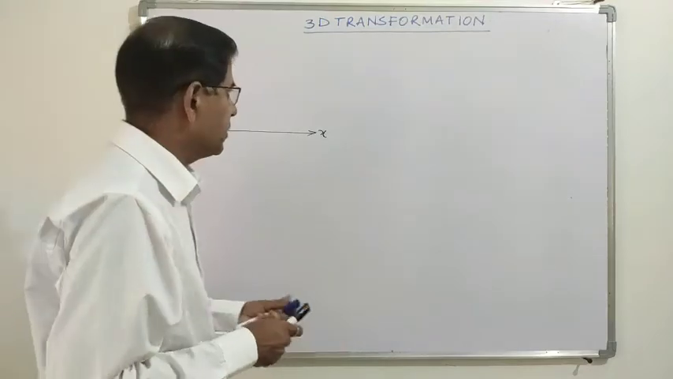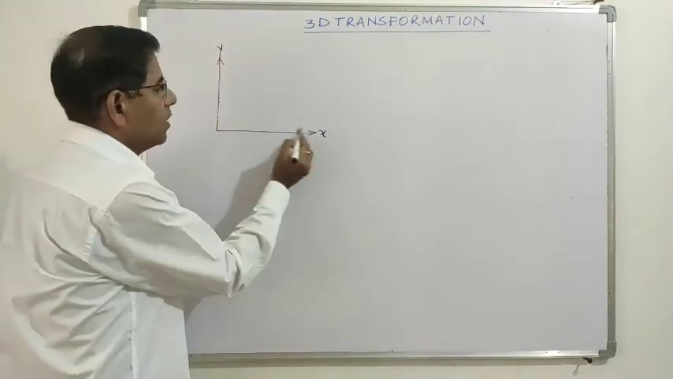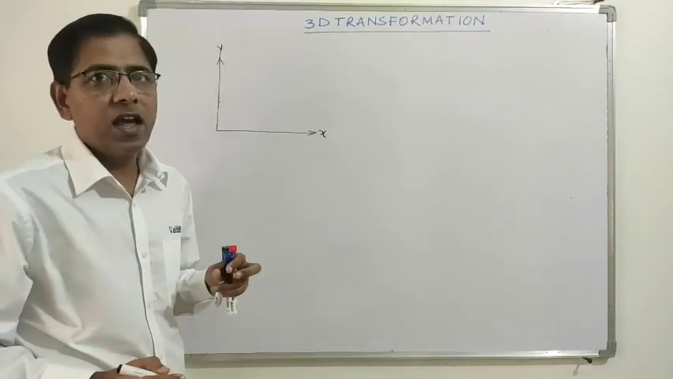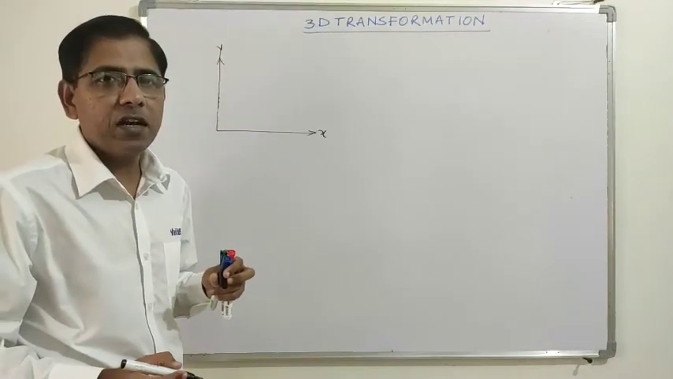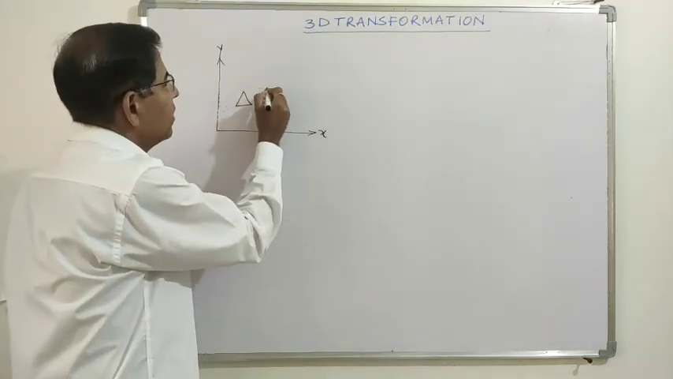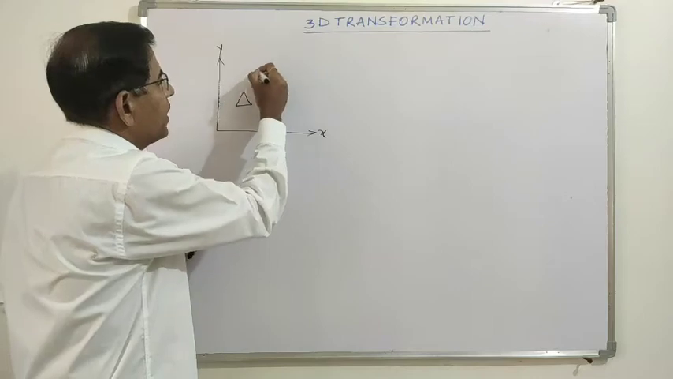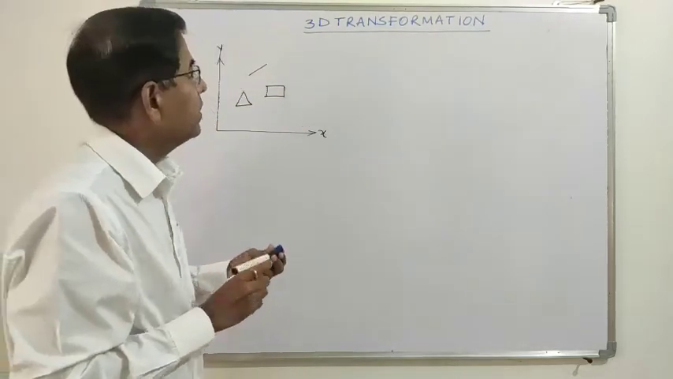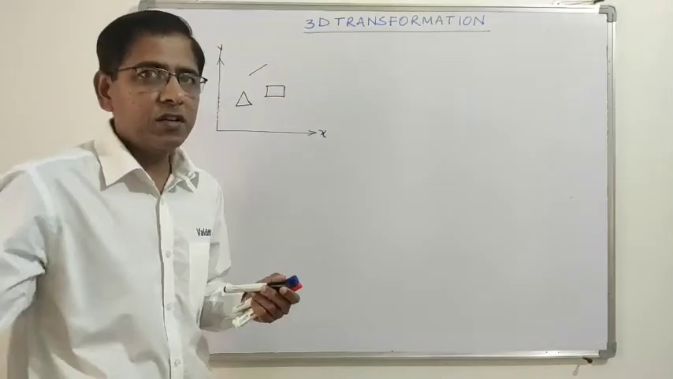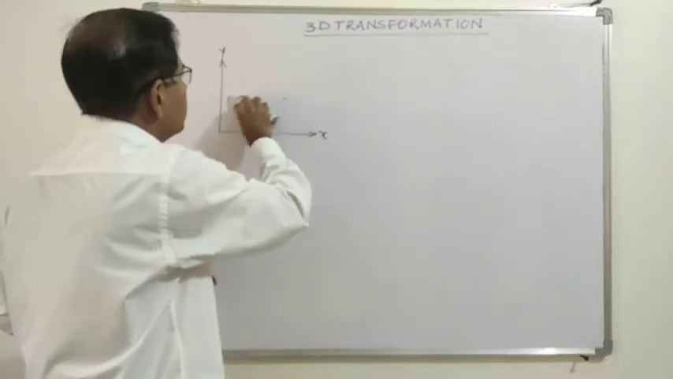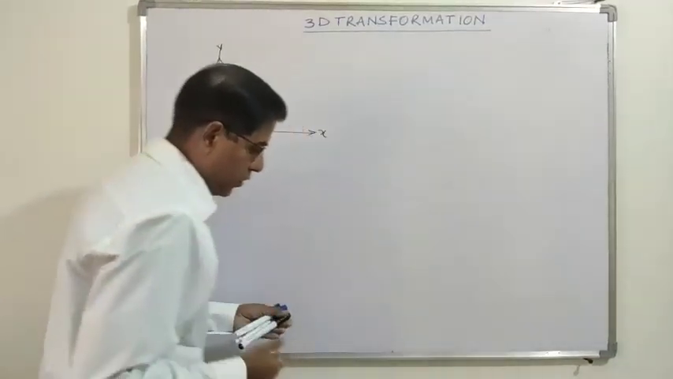In 2D transformation, there are only two axes, that is x-axis and y-axis, and the objects that we were dealing with were two-dimensional objects such as triangle, rectangle, line, etc. But in 3D transformation, there is one more axis, that is z-axis, introduced.